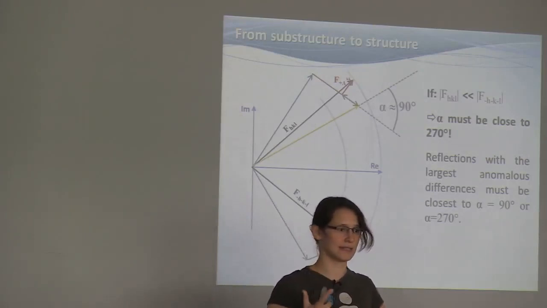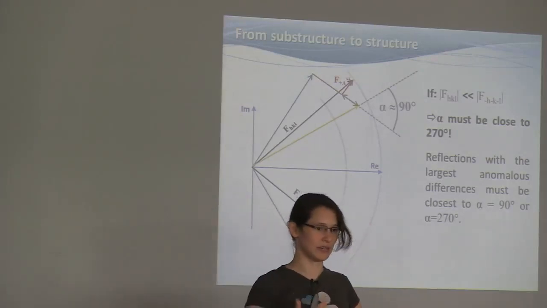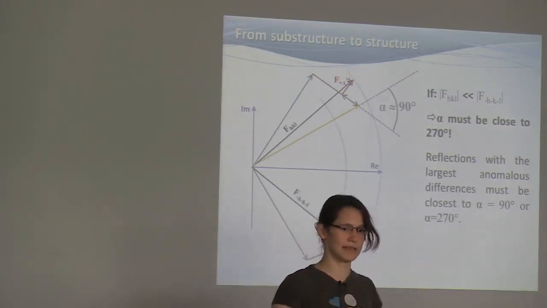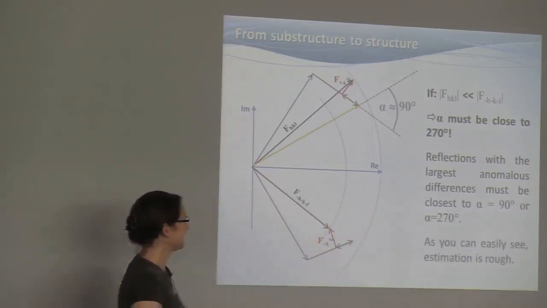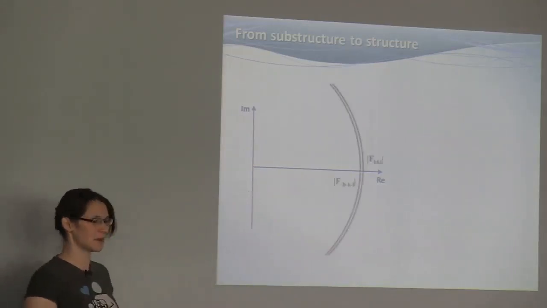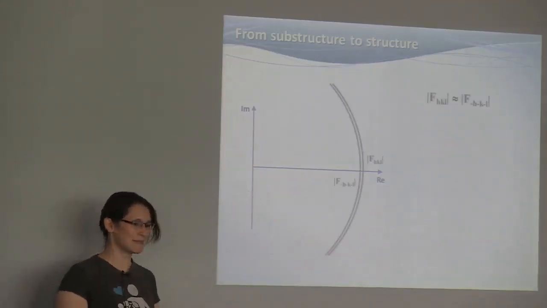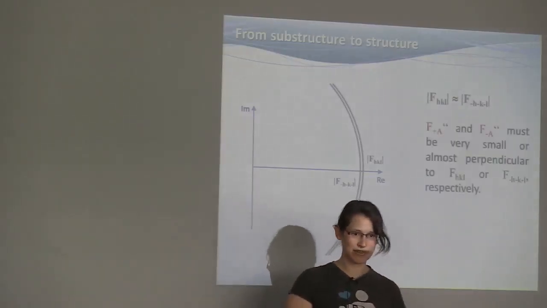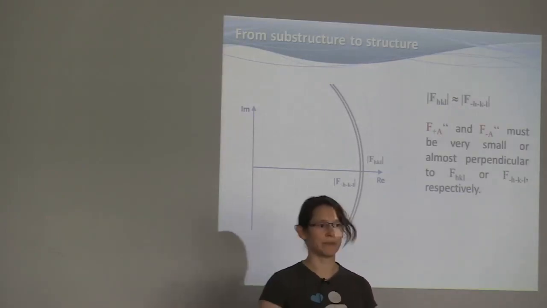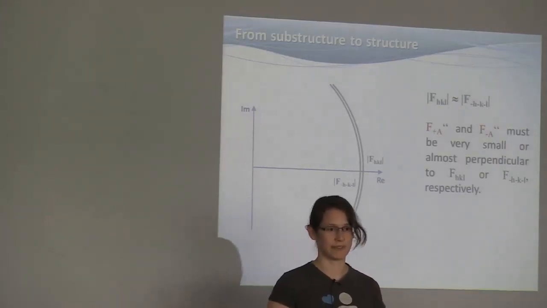So we've got three cases. One is FHKL being larger. One is F minus H minus K minus L being larger. Yes, exactly. So they're the same or very similar. What has happened here? Well, either the F double prime contribution is really small, or it's almost perpendicular to the structure factor, in which case it wouldn't raise one of them very much.